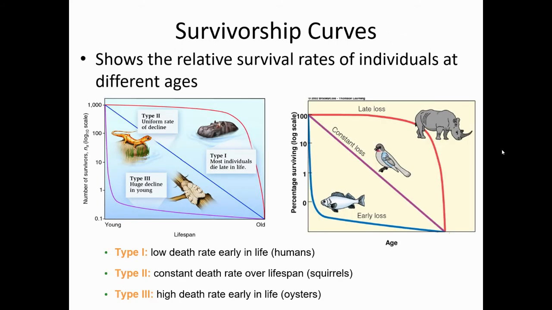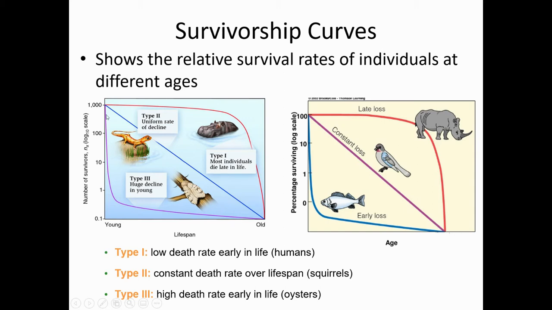Again, what do we learn from all this? Kind of the meat here: we can start looking at survivorship. How long do individuals live? When do they die in their lifespans and stuff like that? So really important here.